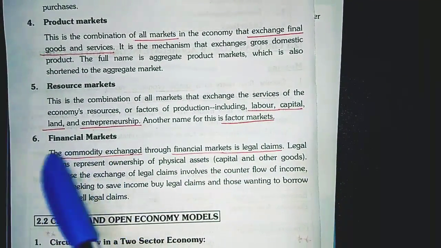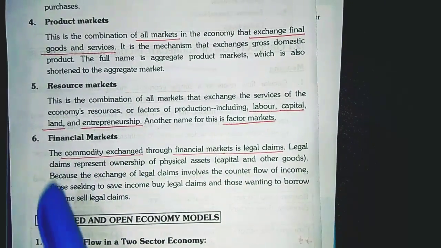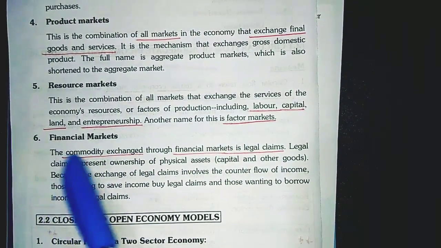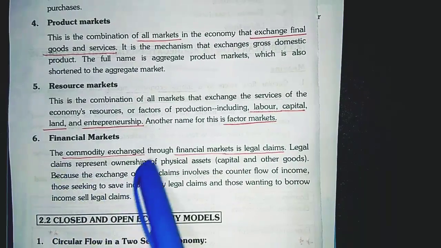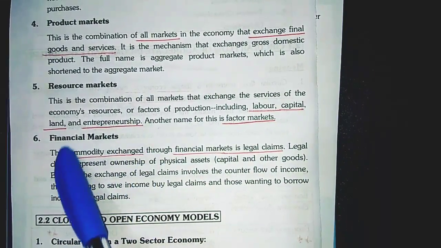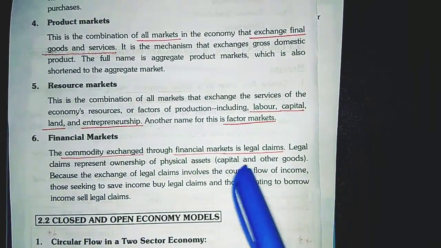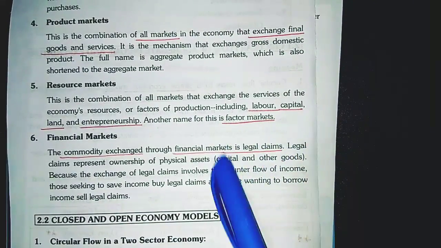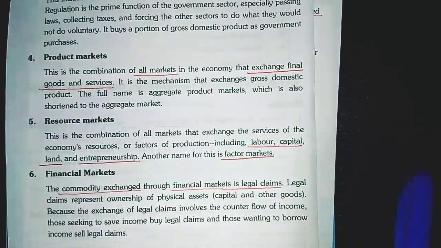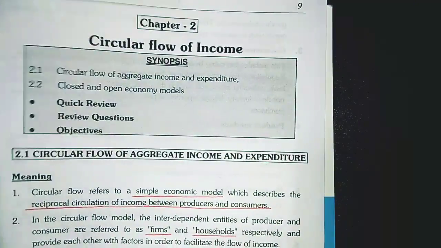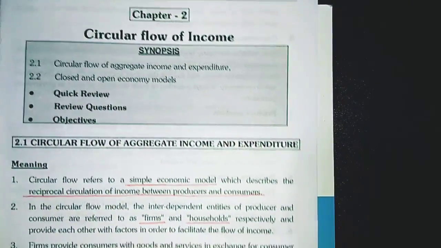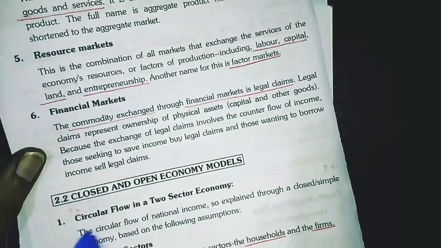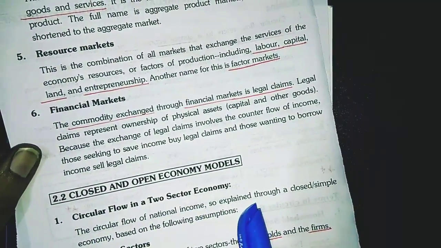Now the next one is the financial markets. Financial markets is the market through which the commodities are exchanged, and these commodities always have legal claims. So just now we have discussed the circular flow. Again I am going to repeat this concept, and after that we are going to start with the next topic, that is circular flow in the two sector economy.